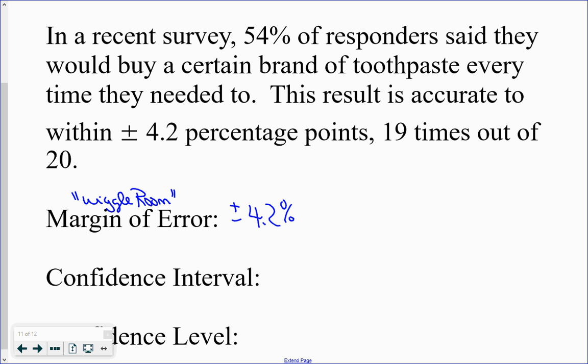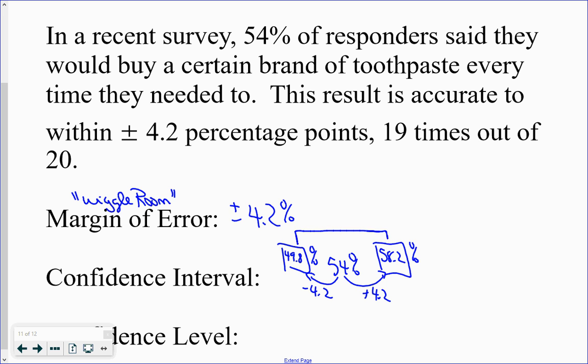So then your confidence interval is applying that wiggle room. So you go 54% is the middle number. It's like your mean. You're going to go add 4.2 and you're going to minus 4.2. So your confidence interval is these 2 numbers. So if you go 54 minus 4.2, you get out 49.8. And if you go 54 plus 4.2, you get 58.2. So your confidence interval is 49.8% to 58.2%.